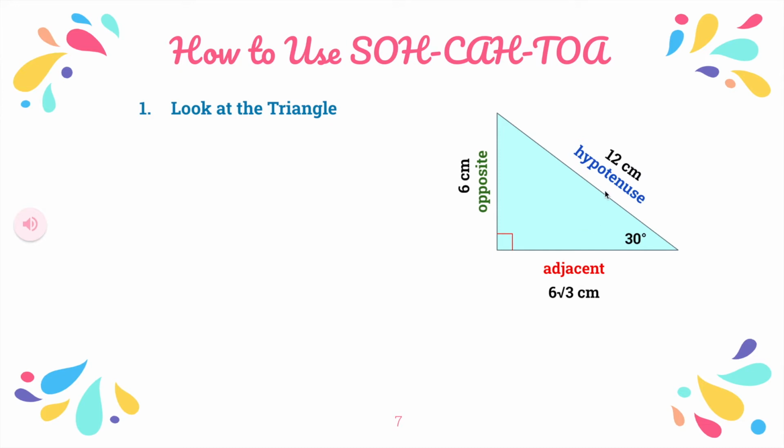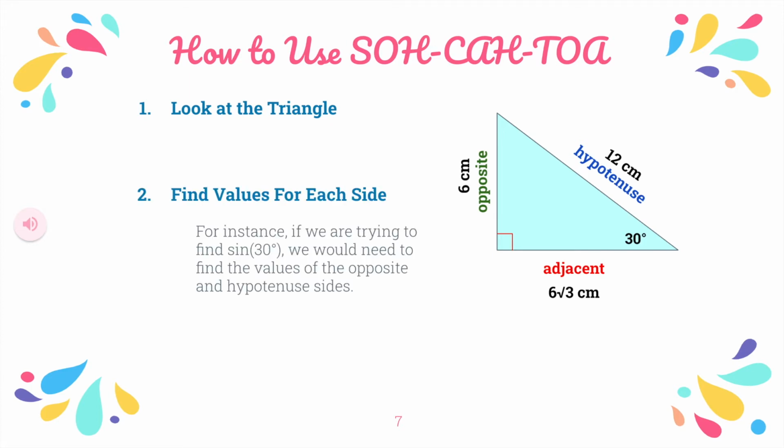the right angle. The next step in the process of using SOH CAH TOA is to find the values for each side for the particular trigonometric function that we are trying to solve. So for instance, if we were doing sine 30, we would need to know the values of the opposite and the hypotenuse sides, which in this example is 6 centimeters and 12 centimeters.